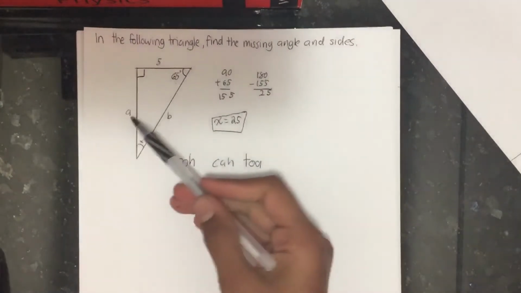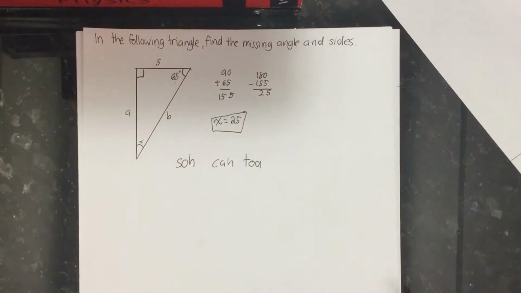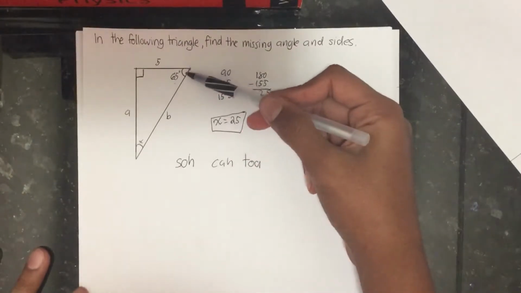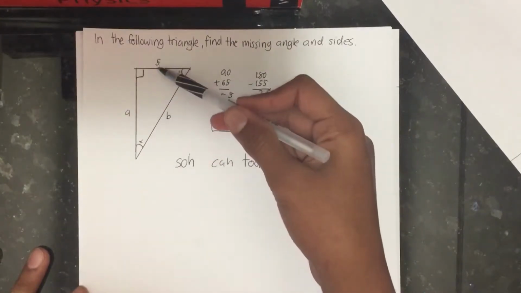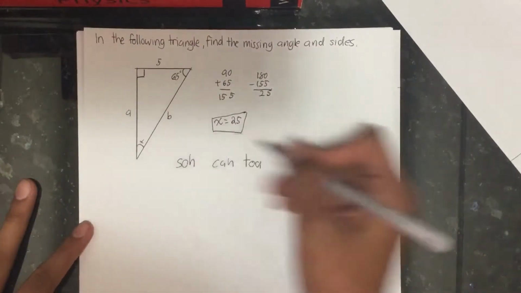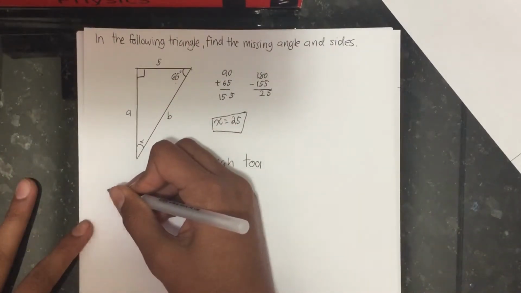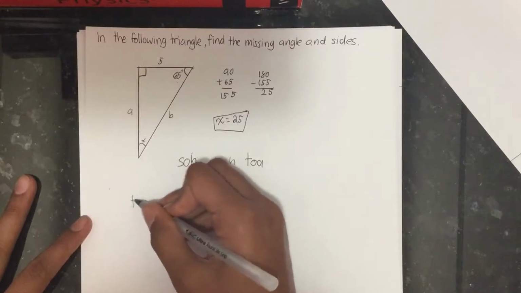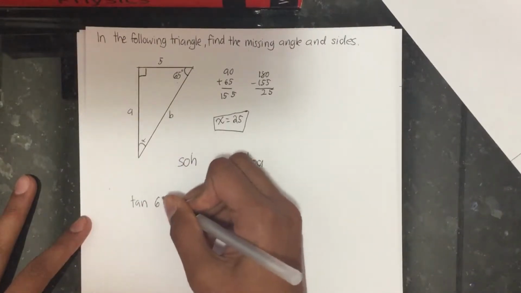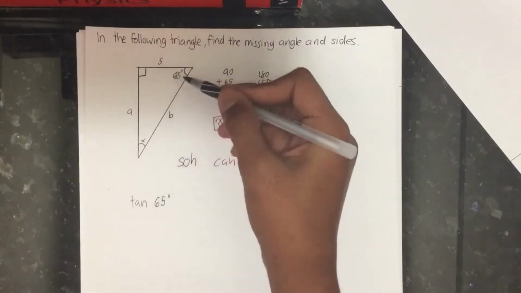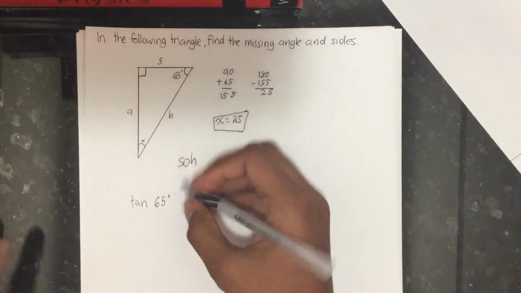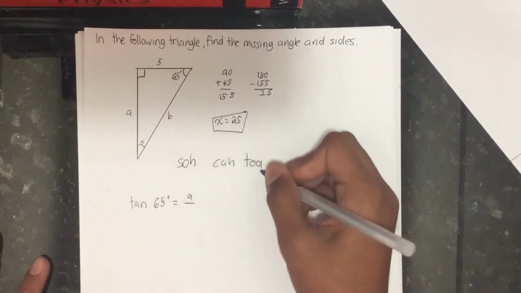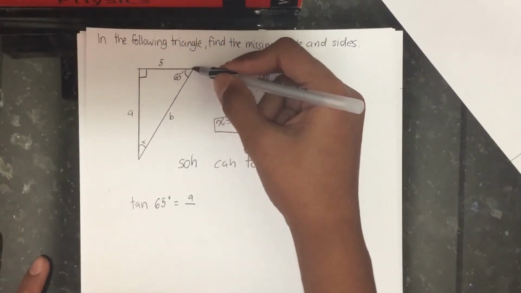The first side I want to find out is side A. So I think the thing we could use here is TOA because it's opposite over adjacent. And here we have our angle 65. So if we find the opposite of it, it's equal to A, and then adjacent is 5. So we're going to be using tan. So tan of 65 degrees, because that's the angle we're doing tan on, is equal to A, because it's opposite, divided by adjacent. The adjacent of this angle is 5.